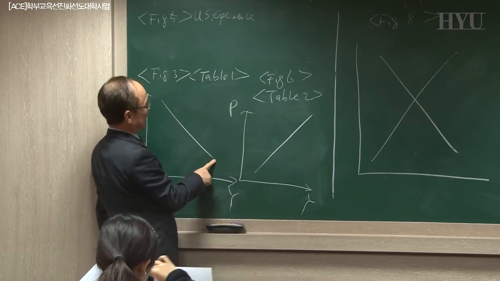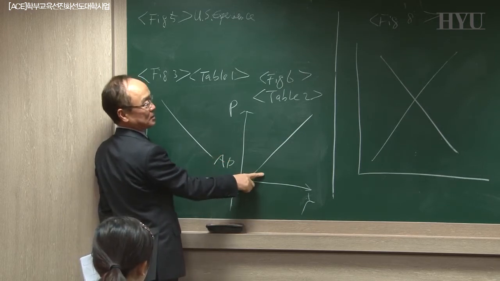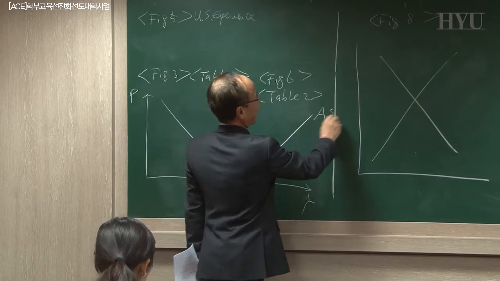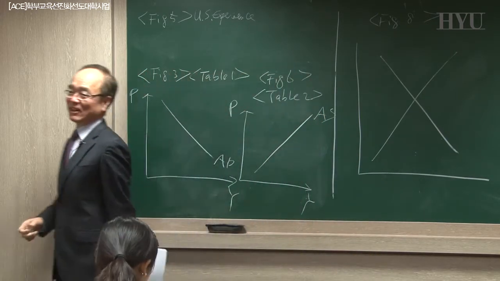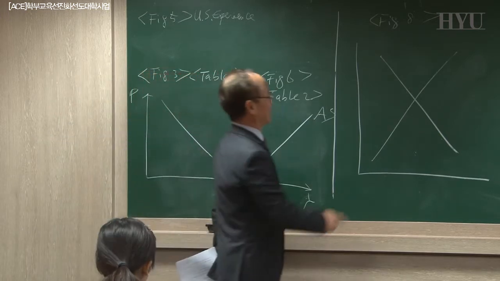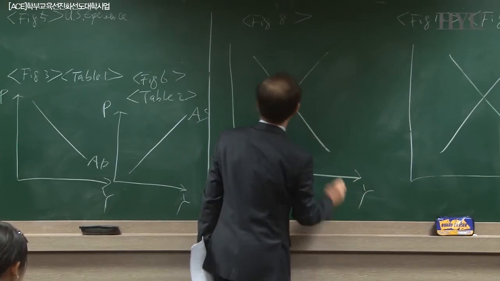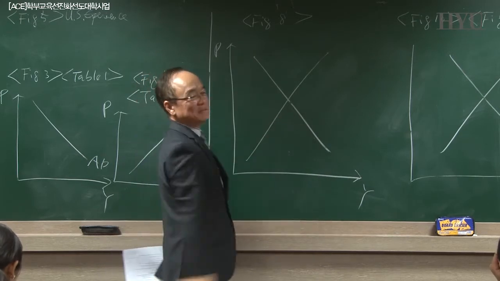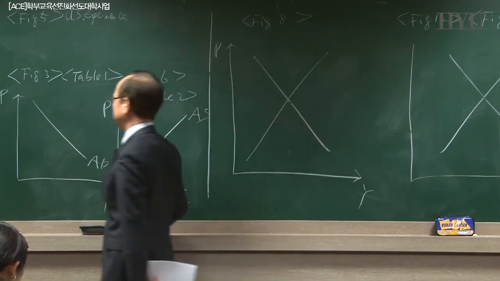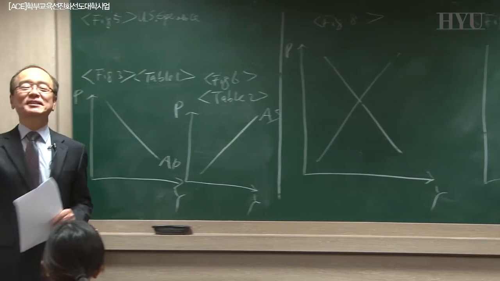Okay, Junyoung, what is this curve? AD. Jehu, what is this? AS. Okay, thought game. Here, P and Y are endogenous variables, right? This is equilibrium, right? Two endogenous variables here. Then let's think about the effect of an exogenous variable.